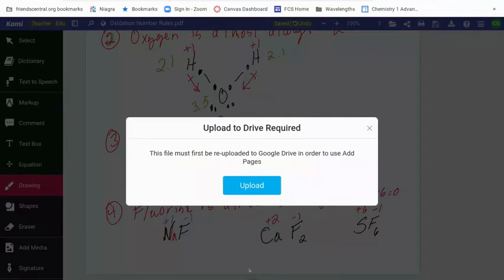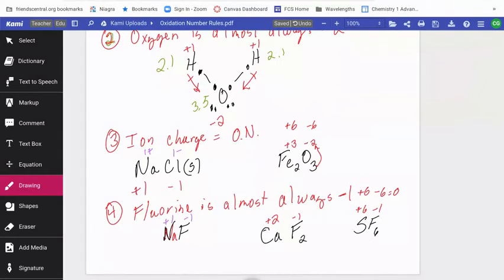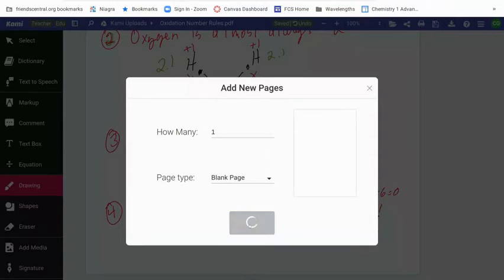So let's go with another page. There's only 2 more to go. And the 2 will be pretty straightforward. One is going to be about hydrogen.